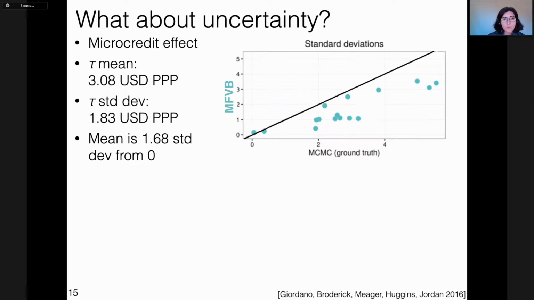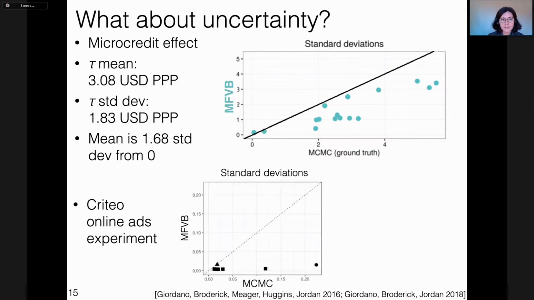But here, what's going to happen if I use mean field variational Bayes is I'm going to underestimate the uncertainty. And because I underestimate it, I'm going to make the error of thinking that the mean is more than 2 standard deviations from 0. And I'm going to rush into a decision that is not warranted by the actual Bayesian posterior. So to the extent that we trust the Bayesian posterior, this is just giving us a different answer, a bad answer. It's not giving us the actual Bayesian posterior.